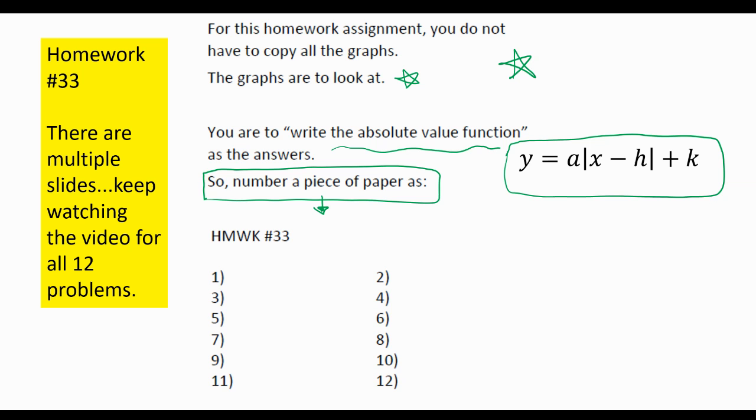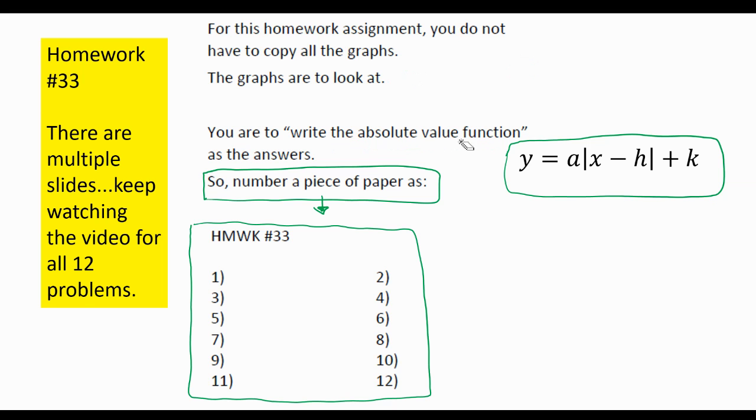So homework number 33, you're just going to have 1 through 12 with a bunch of equations, okay? So when you write your homework paper, you just have to have homework 33, and then all 12 answers have to be as an equation. Fill in A, H, and K. All right? Fill in A, H, and K for this homework.